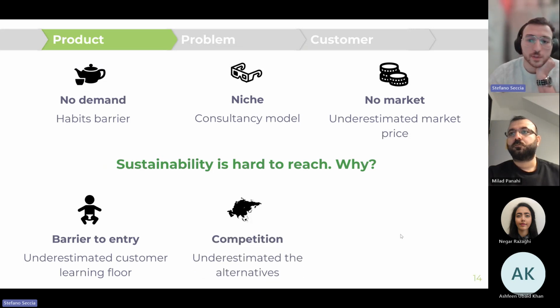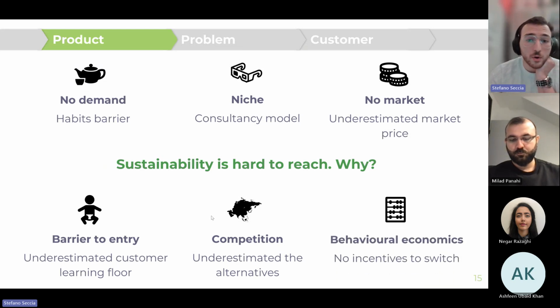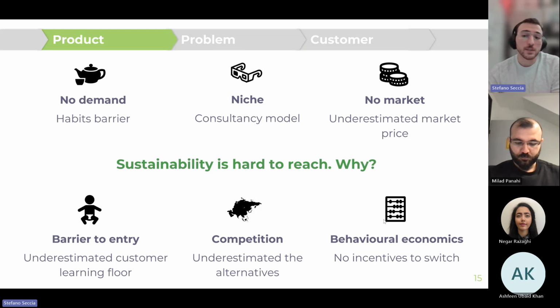Competition, you already know that we live in a globalized market where someone else might have solved the problem better or faster, or the alternatives are just as good. So underestimating the competition alternatives. Or behavioral economics. So there's simply no incentives. The necessary stakeholders or the people we are talking with are not incentivized to participate in the solutions.